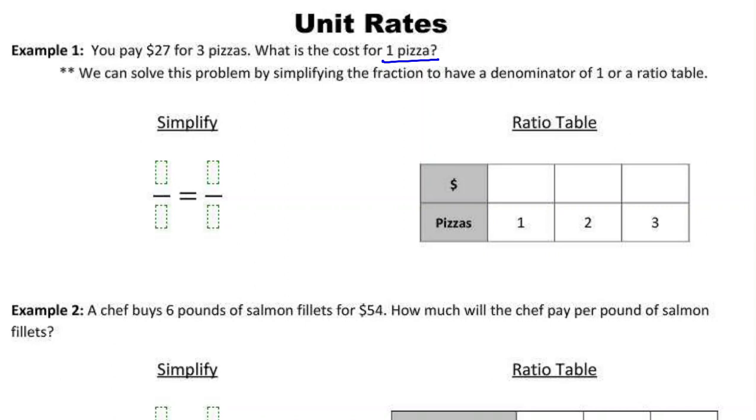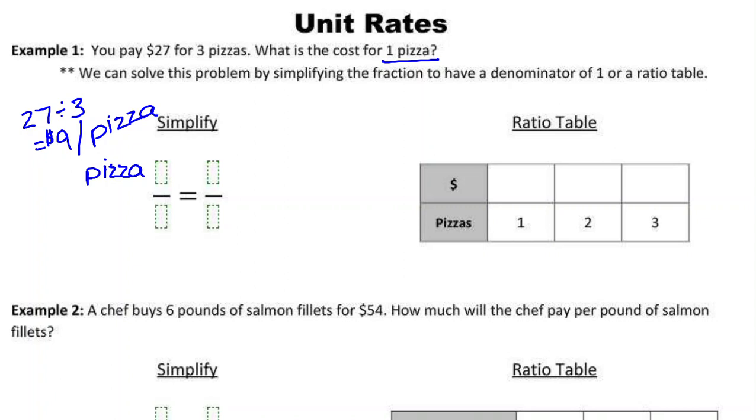So we did 27 divided by 3 on the previous page, and we got $9 per pizza if you just divide them. 27 for 3, what's the cost for 1? Now if we make a ratio for that, or a rate, we're going to compare pizza.